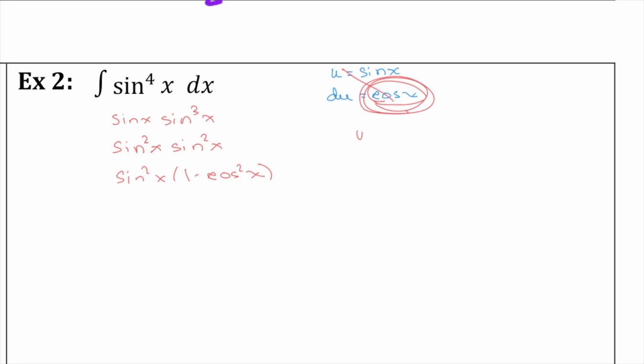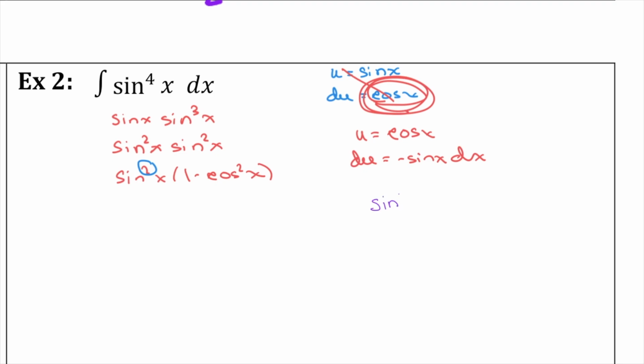Well, what if I let u equal cosine x? Maybe that'll be useful. So du is negative sine x dx. Unfortunately, I will have too many sine functions. So at this point, you should be asking yourself, is there another trig identity that I should use? And yes, there is another trig identity.